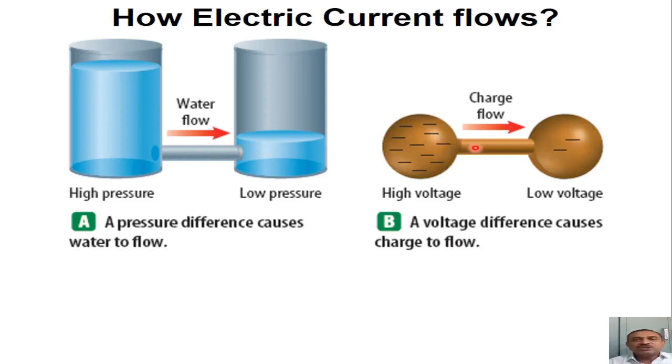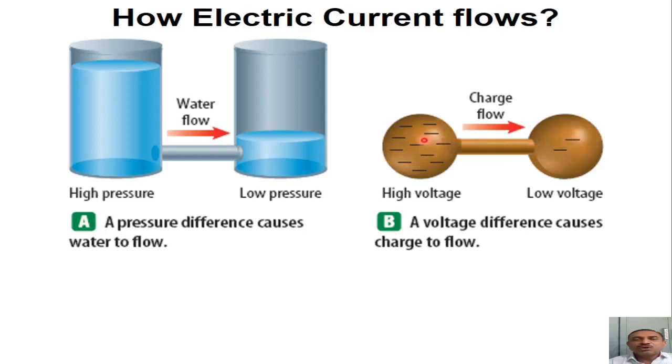Similar thing happens with the flow of charges. What we have just seen is the electric current. So electric current will always flow from the high concentration of charges to the low concentration of charges.